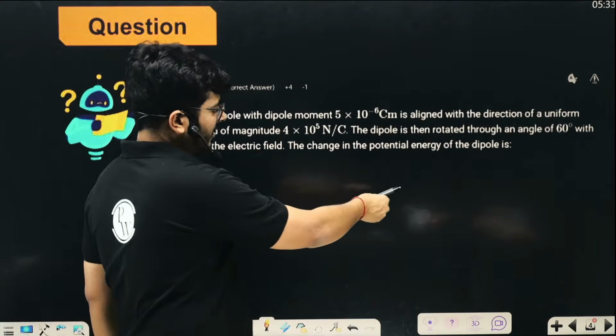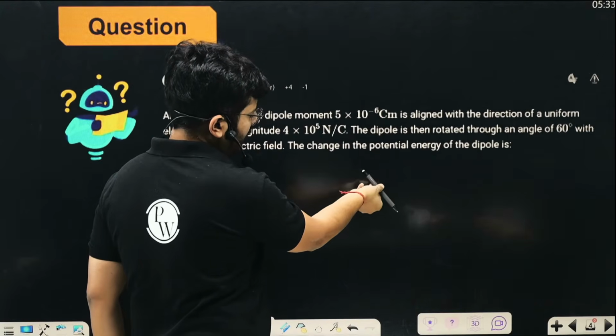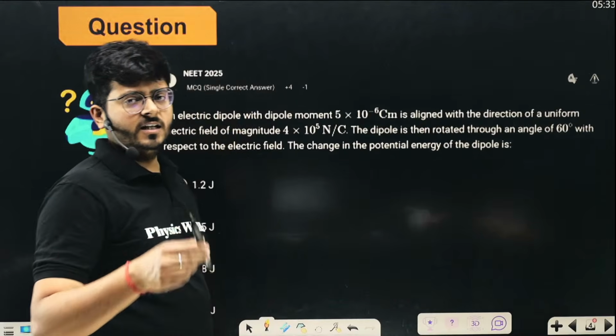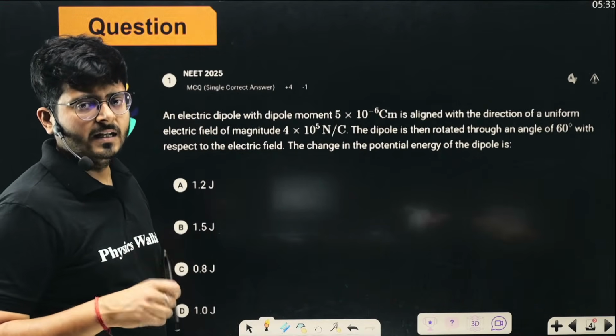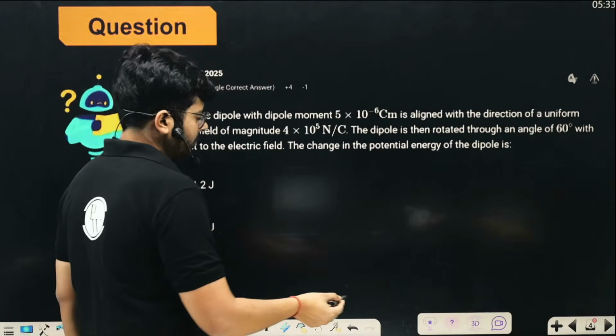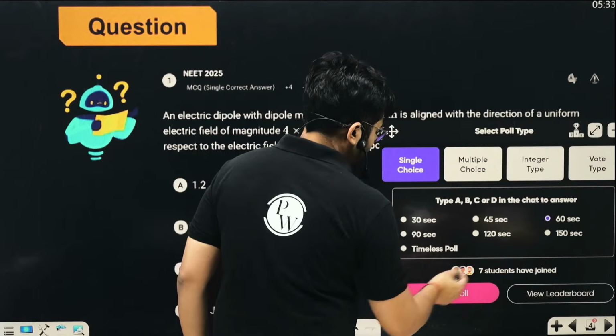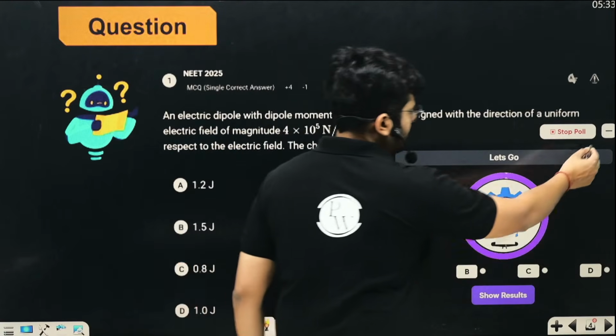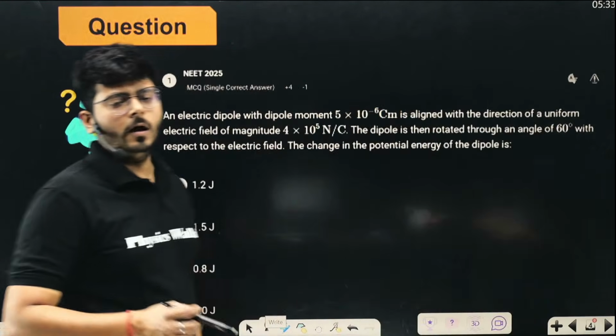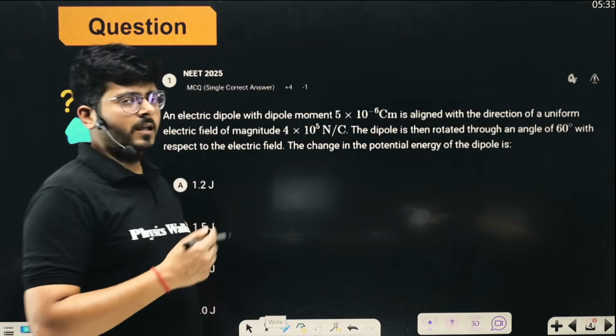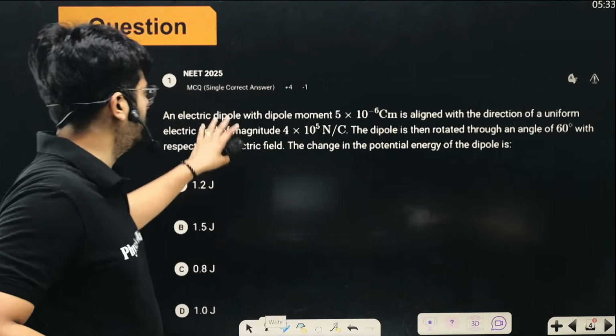The dipole is placed in an electric field at some angle, and now we are rotating it by some other angle. So what will be the change in the potential energy of the dipole, right? My dear kids, if you know how to solve it, you can definitely try to solve it and answer in the comment section, right? For those kids who don't know how to solve this particular question, I'll be giving you the concept, right? So let's just look at the data.